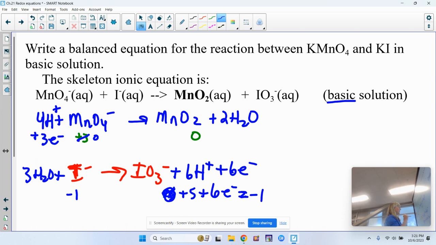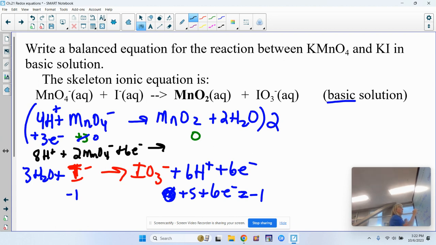All right, and now I have to make the electrons cancel. So there's 3 electrons in the first one, 6 electrons in the second reaction. So I'm going to have to multiply this reaction by 2 to get my electrons to cancel. And so rewriting that, let's write it in black. I'm going to multiply this whole reaction by 2. So there'll be 8 H pluses plus 2 MnO4 minuses plus 6 electrons on that reactant side goes to 2 MnO2 plus 4 H2Os on that side.